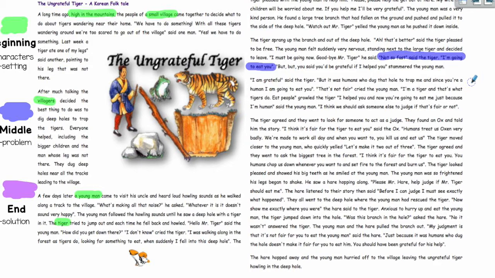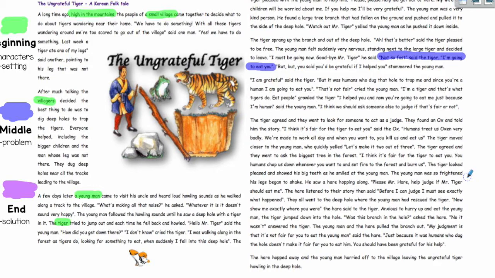Wow. So lots of things happened in this last paragraph. First off, we have three different judges. We have an oxen, a tree, and a hare. So the oxen and the tree both agreed that the tiger should be able to eat the human.